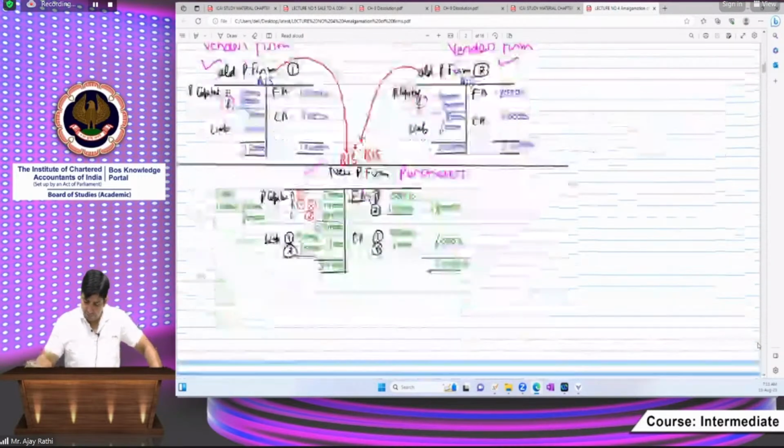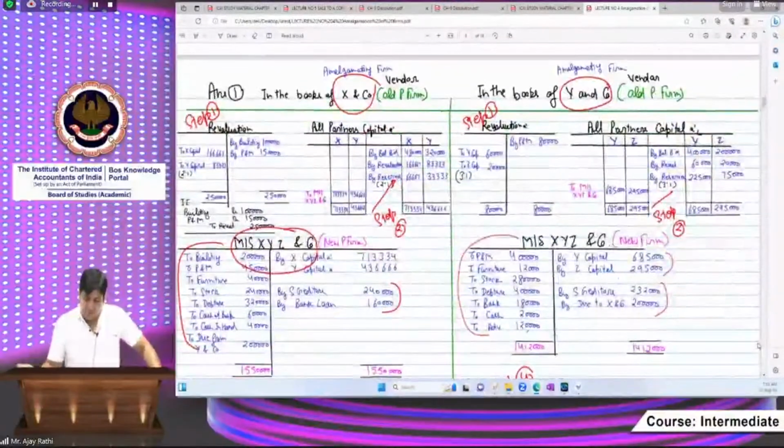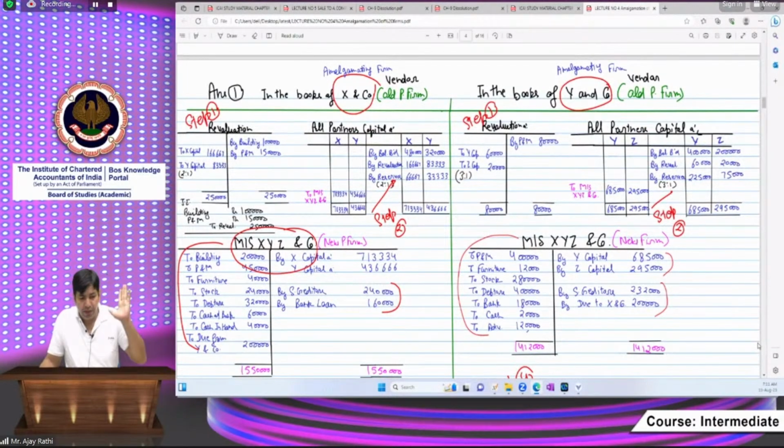Along with the steps, I have given here the solution along with the presentation, how you must present in the exam. Okay, so I am starting.